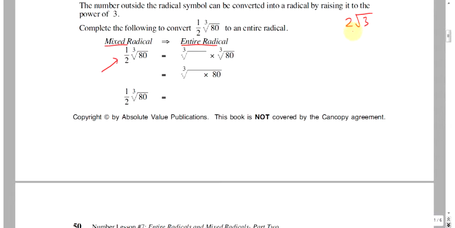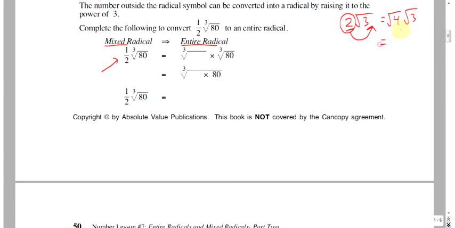yesterday we said that's a mixed. I want to make it an entire. I don't want this number out front. I want to tuck it under the radical sign. So you need to ask yourself, 2 is the same as the square root of what? It is 4, right? Let's just write that like this. 2 is the same as the square root of 4, and root 3 is just root 3.